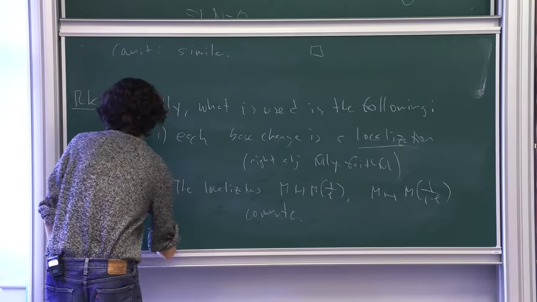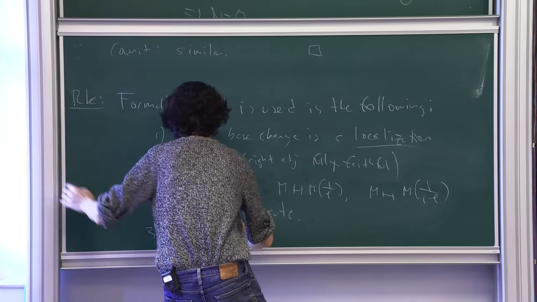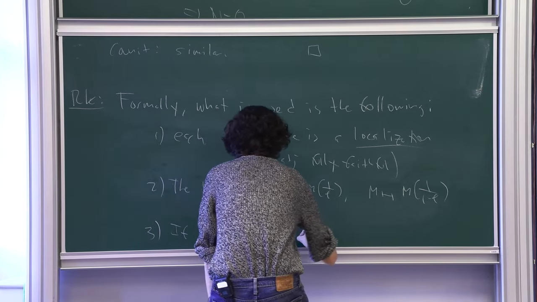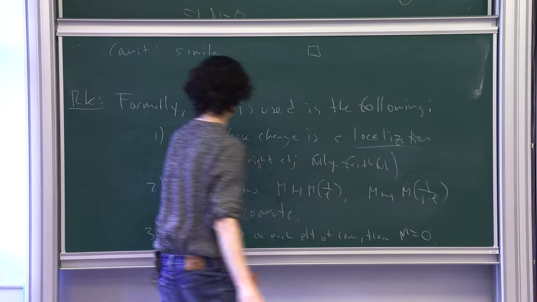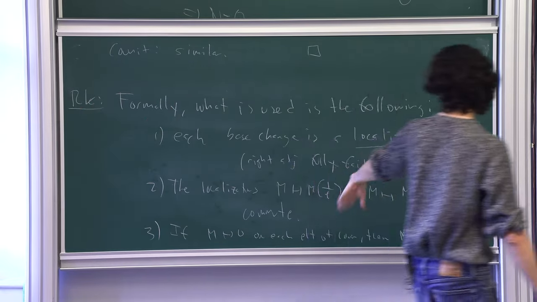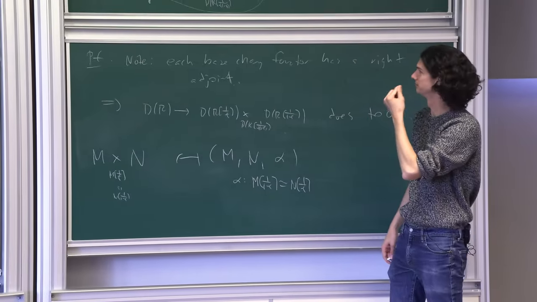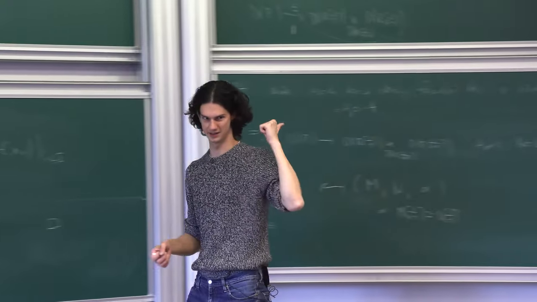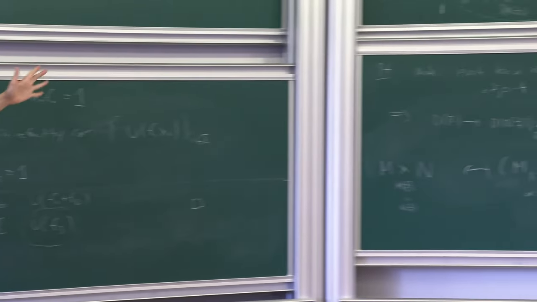And the third condition was that if m maps to 0 on each element of a cover, then m equals 0. So if you have a pullback diagram, a square like this, satisfying these three properties, then you're automatically going to get a pullback.